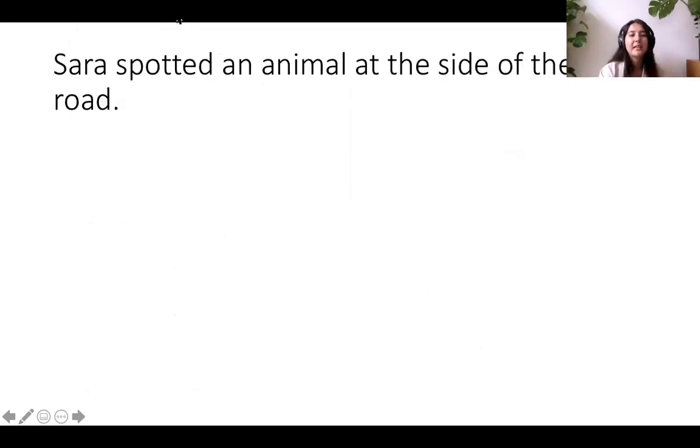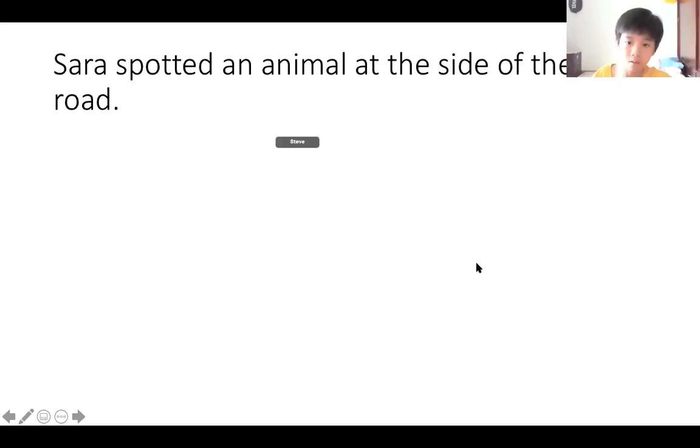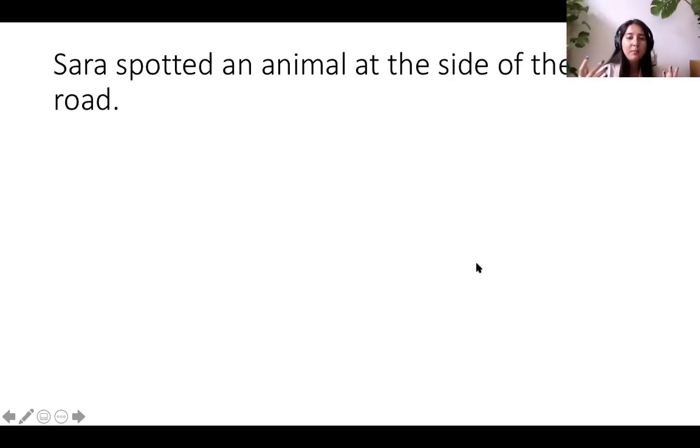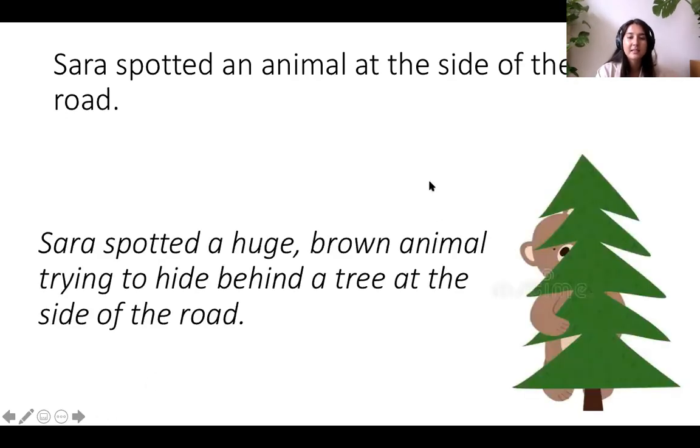Have a look here. Look at this boring and detailless sentence. Kimmy, read it for me. "Sarah spotted an animal at the side of the road." Okay, now this sentence, again, fine, it makes sense, it's grammatically correct, but we have no details here. Is it a big animal? What color is it? This is a boring sentence. Instead, I could just throw in a couple more words here and maybe some action words and make this sentence.